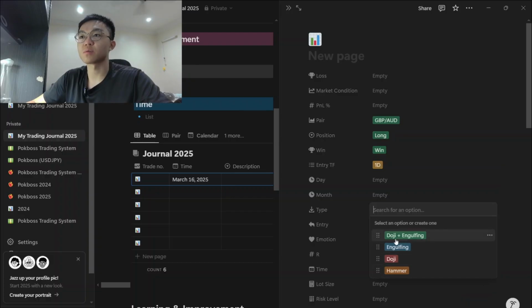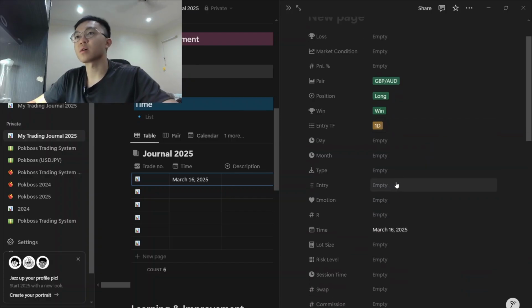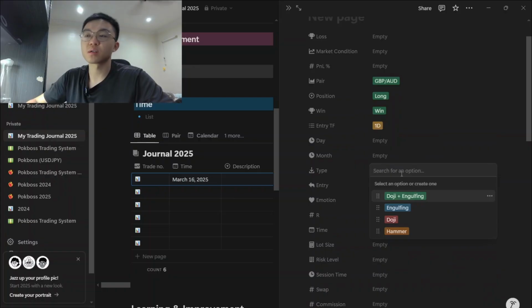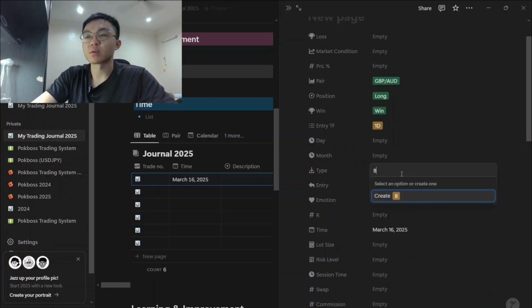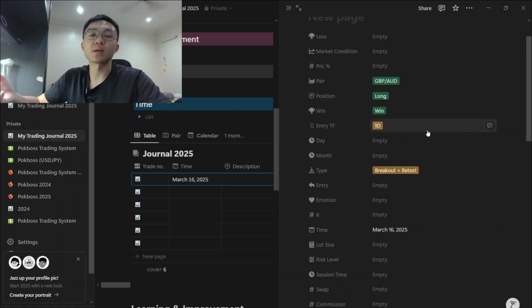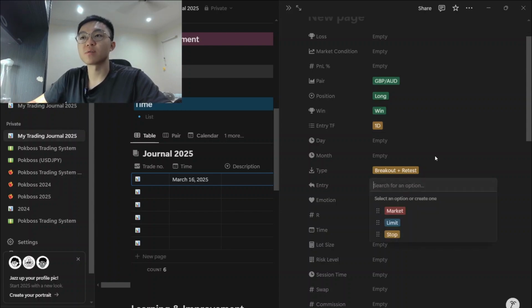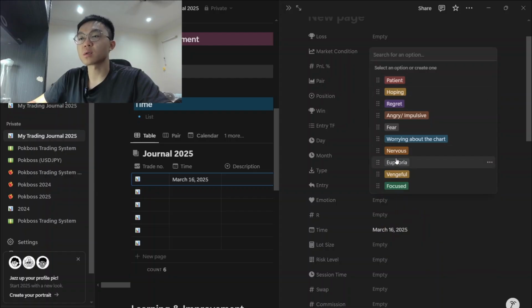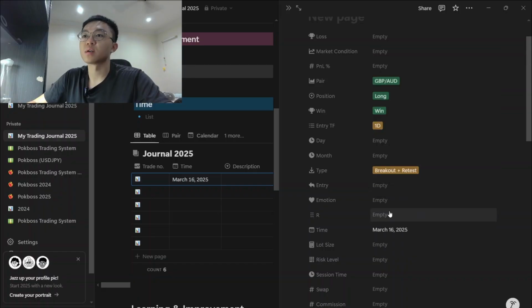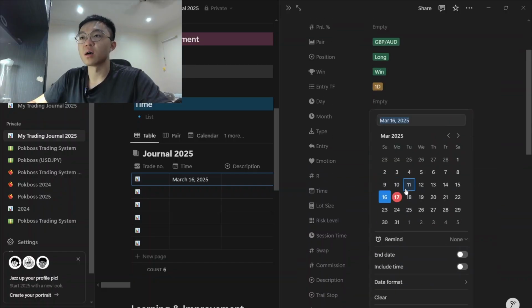What type of trade do you take? Okay, so you all can add whatever you want over here. So let's say if you trade breakout and retest, okay, you can put over here breakout and retest. All right, just create a new one if you have your own strategy. All right, and then the next thing over here is what type of entry did you take? Market order, limit order, or stop order. And then the next thing is emotion. What kind of emotion did you use when you took the trade, right? And then the risk to reward ratio, and then time.